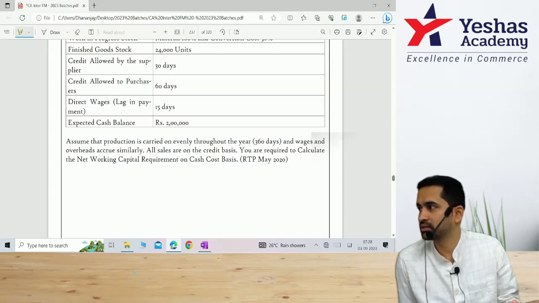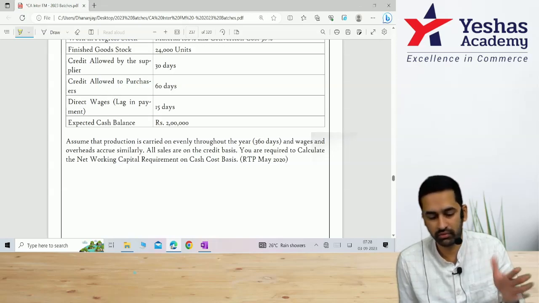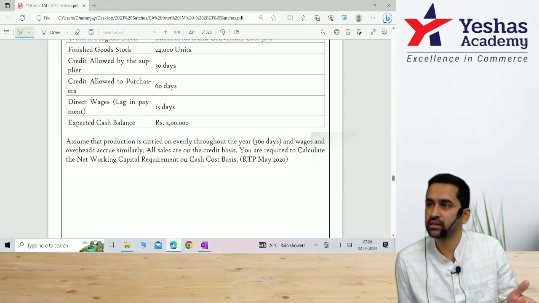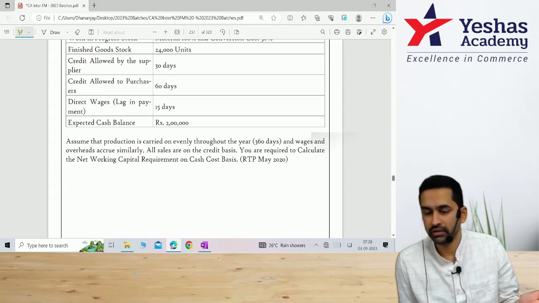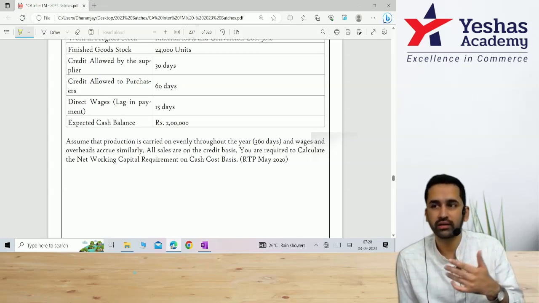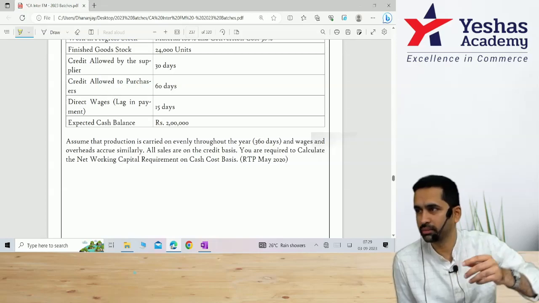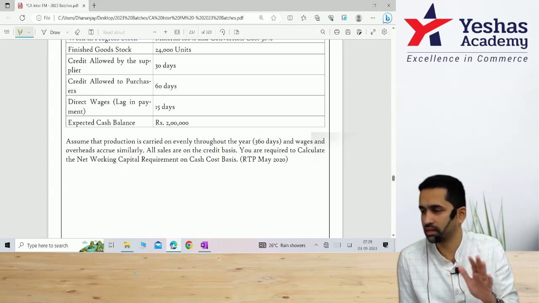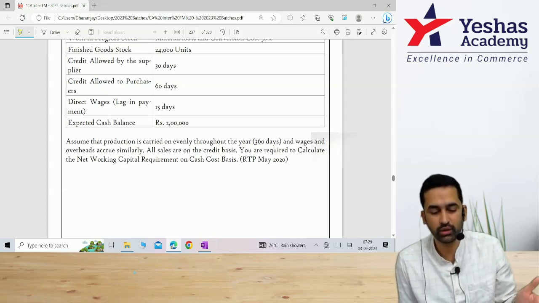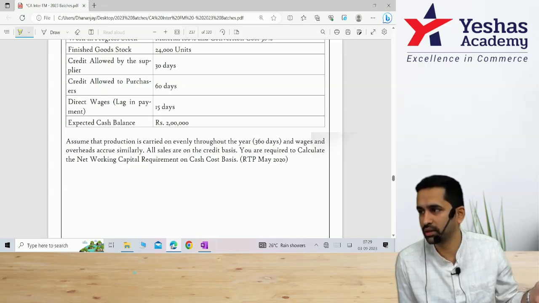In half of the places they have done this. In other half they have done 0 for overhead, since no information is given. Then why did they print this? In study material itself, in 2 places they have done it in 2 different ways. If this line was not printed and then you take nothing, no overheads are outstanding, that means as and when we incur, everything is paid, nothing is kept outstanding, then understandable. But if you say wages and overheads accrue similarly, that means I'll understand that if this is due by 15 days, even that is due by 15 days.